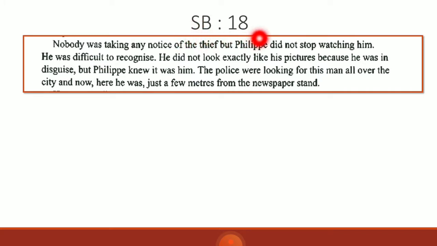Now, today, we are going to continue with our paragraphs. We are reading from the student book, page 18. I want you to look for the paragraph that starts with nobody.